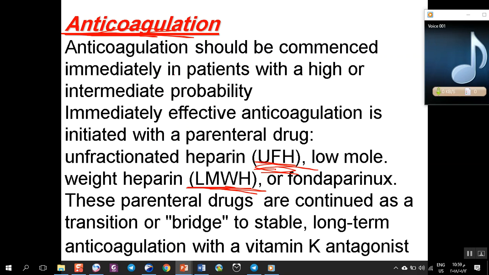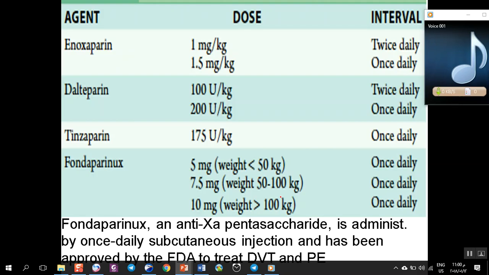We can use heparin IV, 5cc four times daily, or infusion again. The low molecular weight heparin is given once or twice daily.